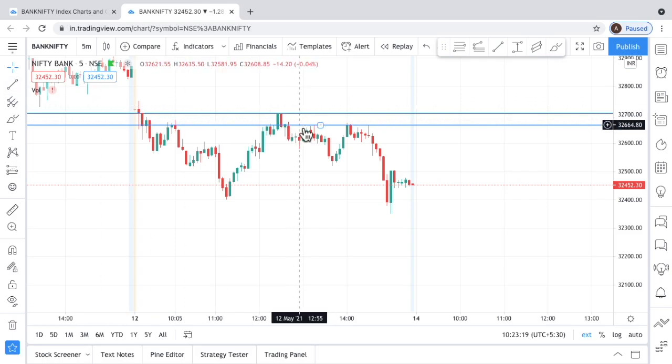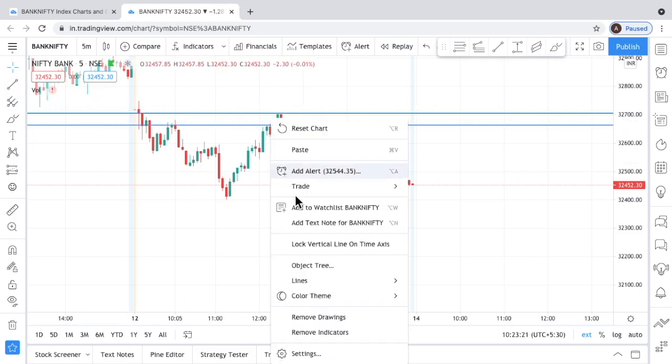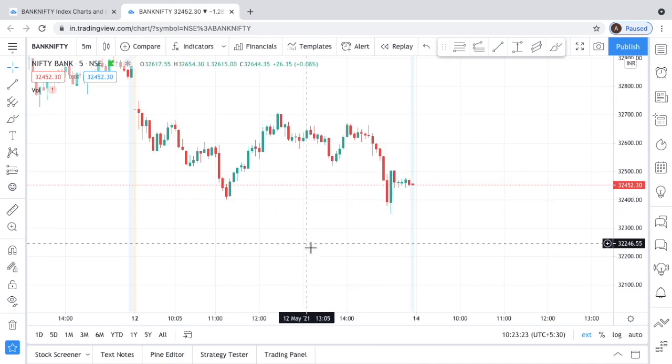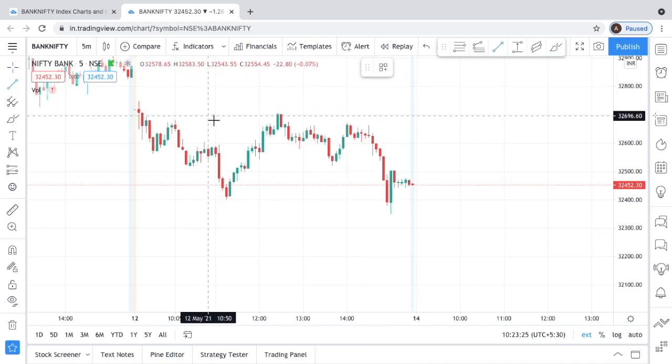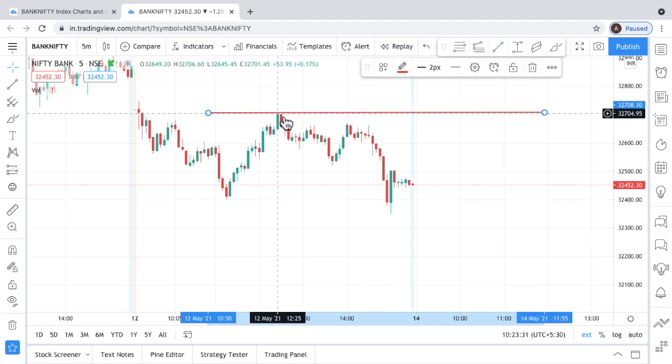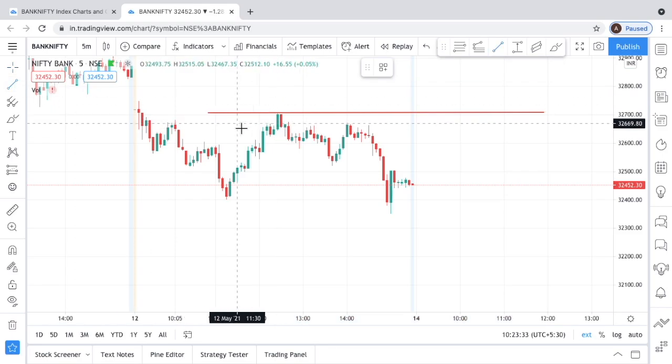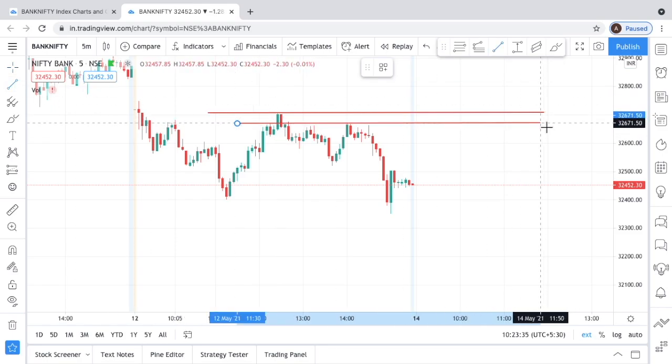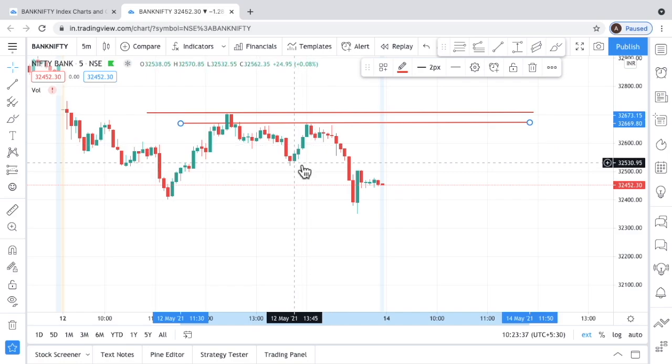Like as the day progresses, you can do it and remove them at the end of the day. Only the major support and resistance you mark and keep for a longer period of time, which will help you. So this was just a working trend line for the day. It came here, tested this high. I had marked this, then I had marked this.